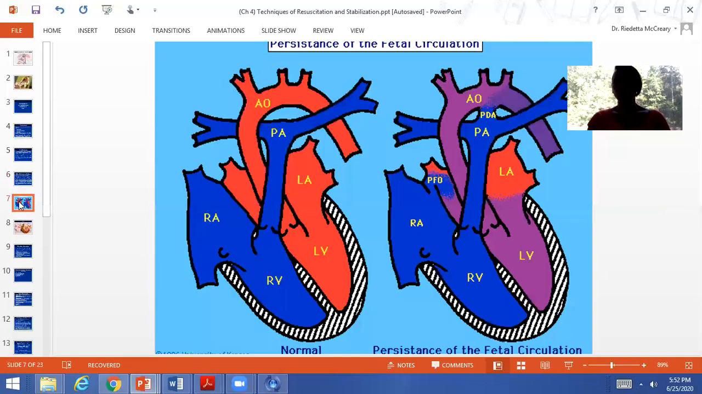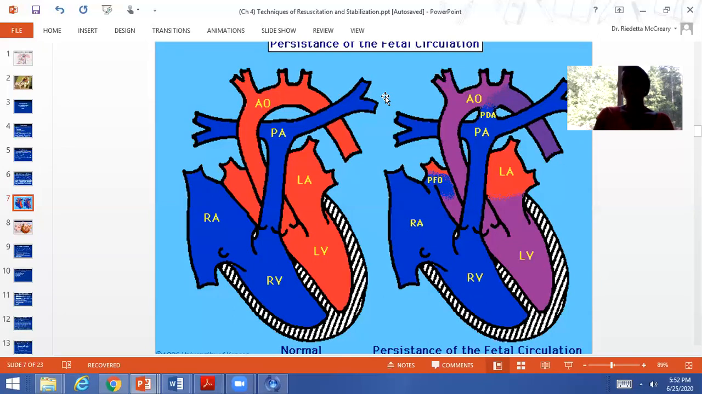So this is an example, a visual of what is happening in persistent fetal circulation. On the left, this is what should happen once the baby is born. All of the shunts should close, and you should have blood flowing into the right atrium and right ventricle from the systemic circulation. This has deoxygenated blood.